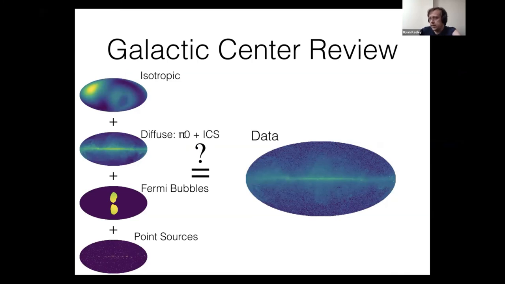All modeling of this data is done basically via template fitting. You take a bunch of known templates, for example, an isotropic background, diffuse emission, which would largely come from pions or inverse Compton emission, the Fermi bubbles, which are just empirical things, and then point sources. Basically, you put in all the baryonic physics you can think of, then subtract those predictions from the data, and see if any extended emission remains.